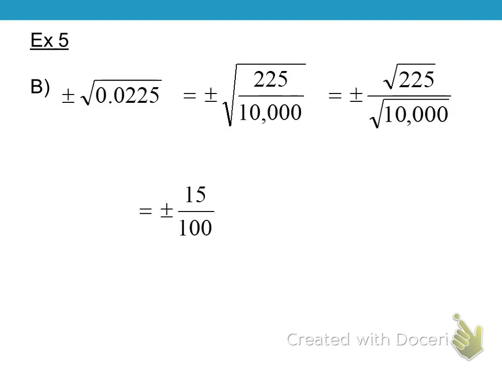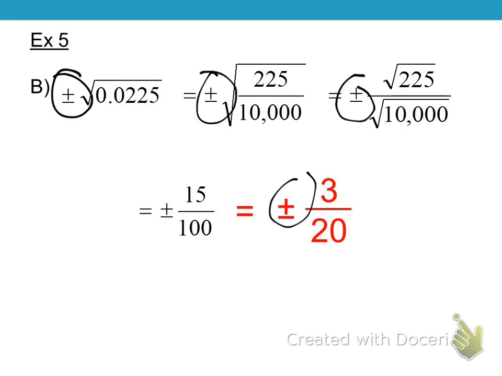And then anytime you're working with the zeros, you take half the zeros, you know what I mean? So it's going to be 100. Do we simplify? Yes, of course. Those are both divisible by 5. So it's going to be 3 over 20. And again, we started with the plus or minus. You can see each step of the way, it just hangs out in the front, and it ends up in our answer too.